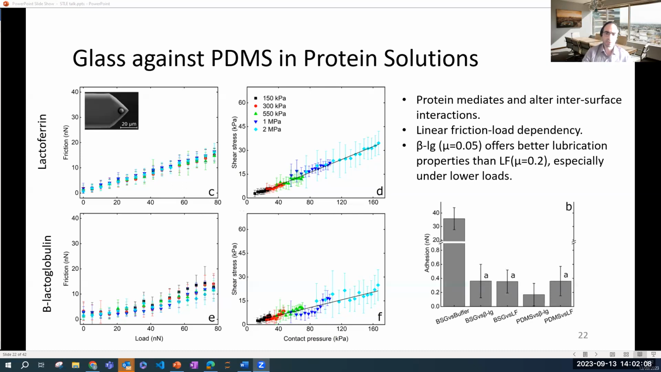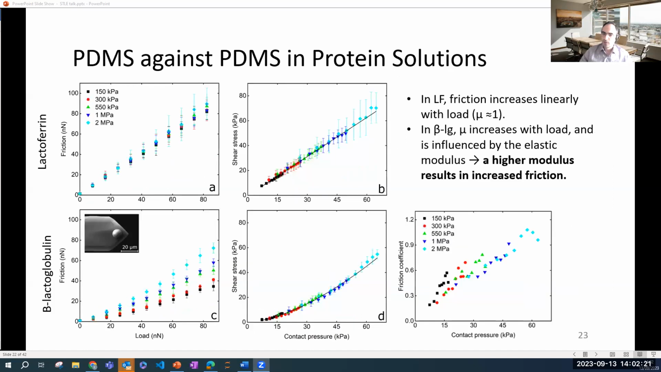So what happens at protein coatings? They reduce friction and adhesion, and they steer towards a multi-asperity contact, similar to what happened at Hamilton's law at the macro scale.